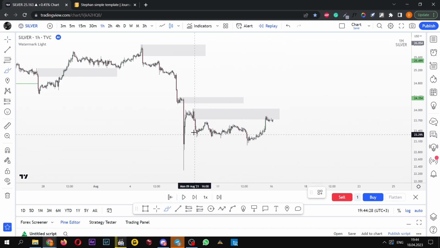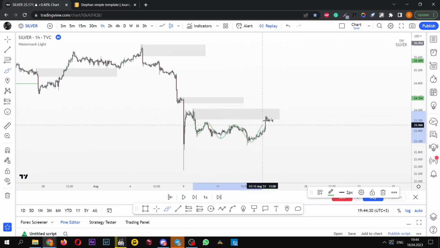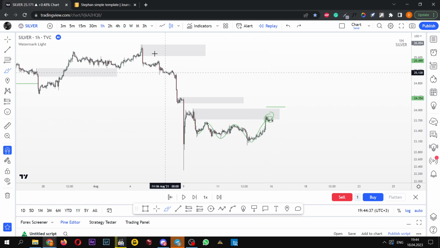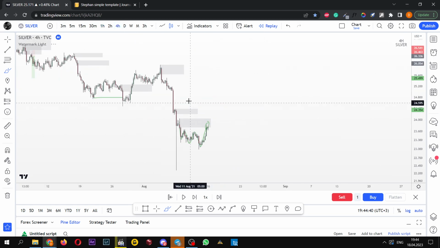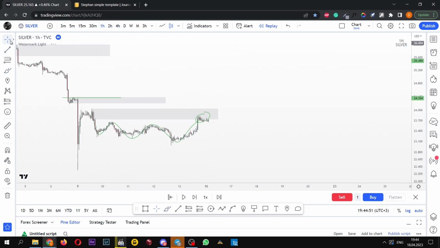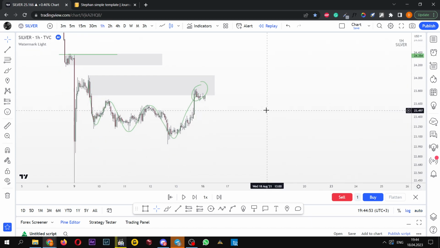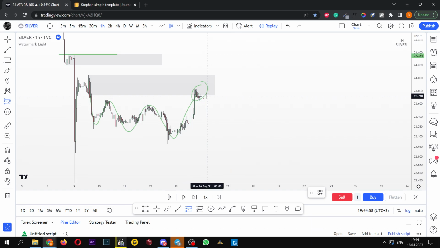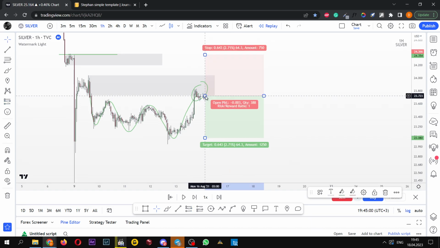Again, you see what pattern we have here. Down move, redistribution. Again, absolutely fine to try to short from here or from this higher zone. On 4 hours, we have this as a really small random zone and these structural zones. So yeah, I'm okay with all this Asia.